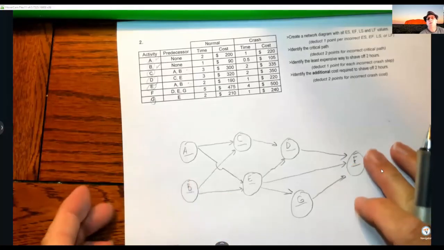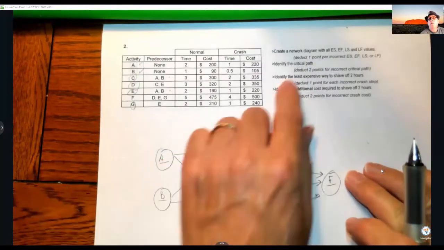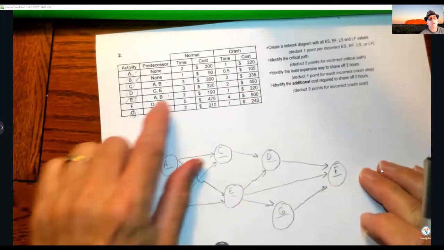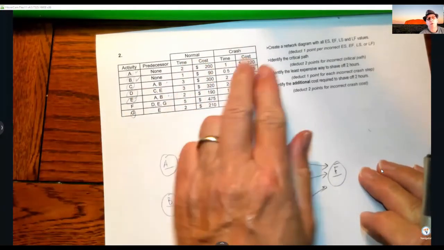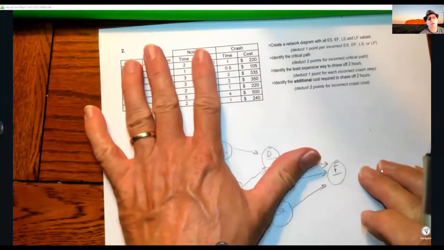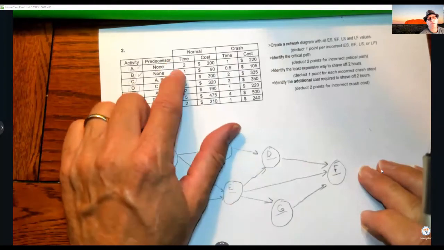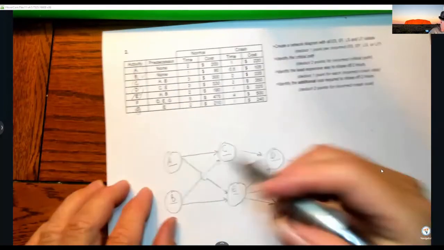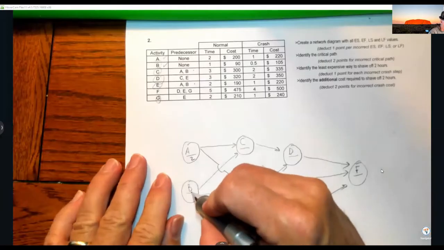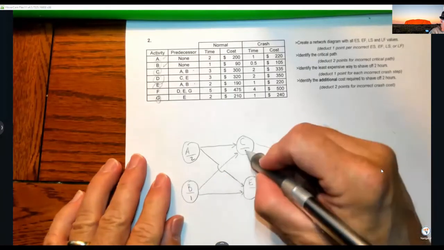The next thing: we created the network diagram, but we haven't put the values in. So I just need to go down here and put the normal times. Remember, the crash times are for later, okay? We're just going to put in the normal times right here. So A is 2, B is 1, C is 3.